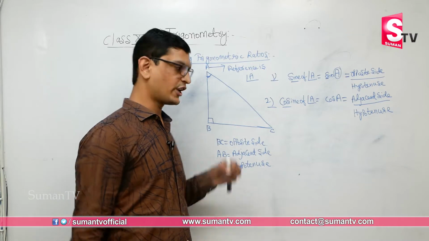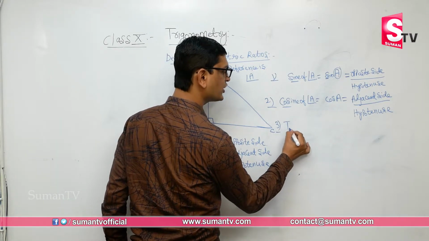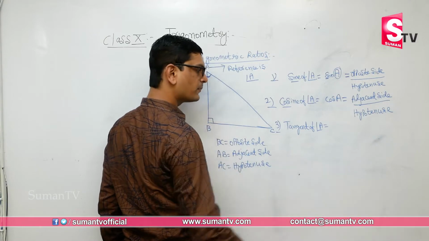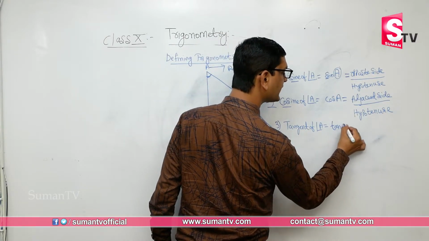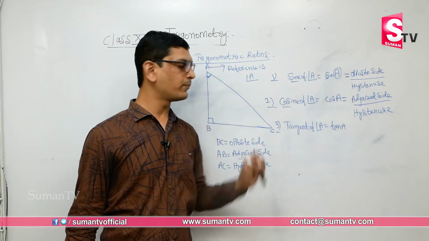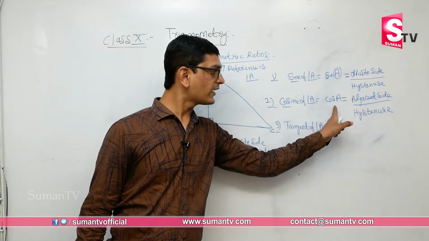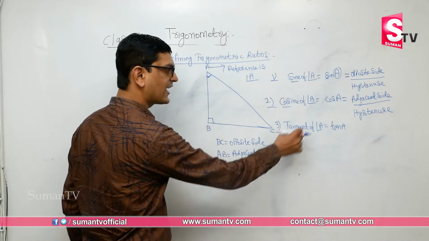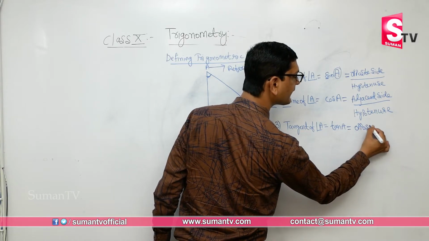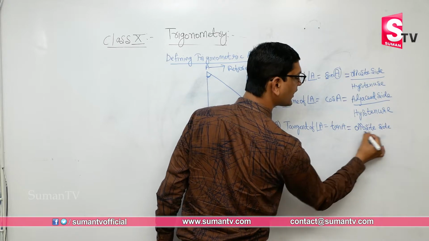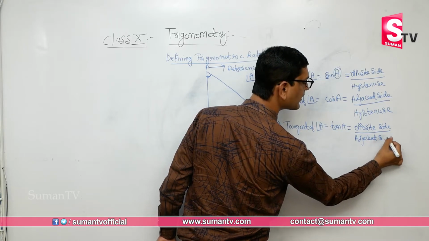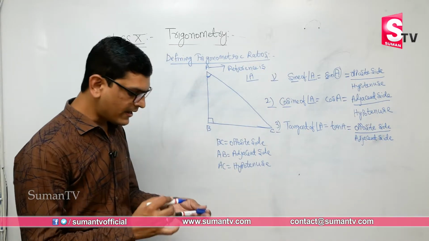The third trigonometric ratio is tangent of angle A, which is simply written as tan A. So sine A is opposite side by hypotenuse, cos A is adjacent side by hypotenuse, and tan A is opposite side by adjacent side.